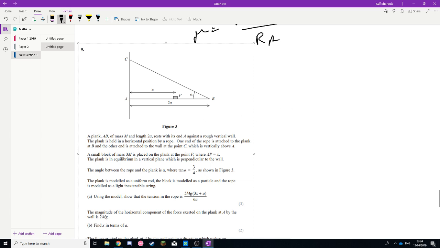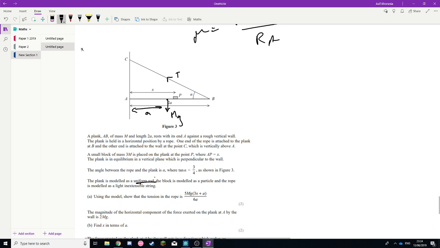A plank AB of mass M, length 2a. The plank is, they should say stuff like this when they mention the plank. So here's mg, length 2a, at rest. Held by a rope with tension T. At point C, a small block of mass 3m on the plank at point P. So that's x. Okay, they put that.